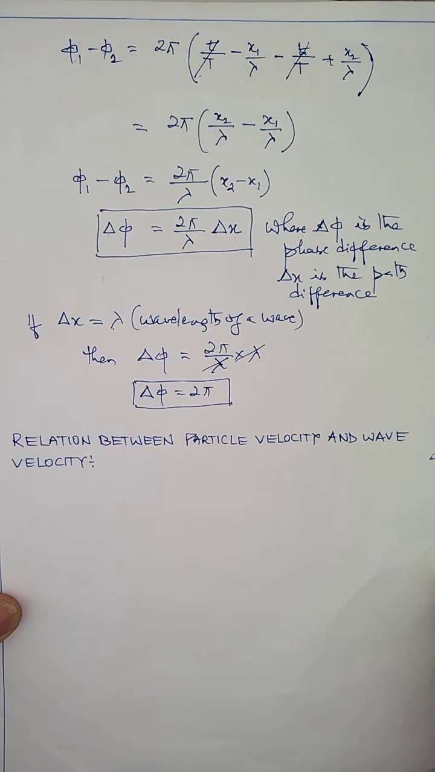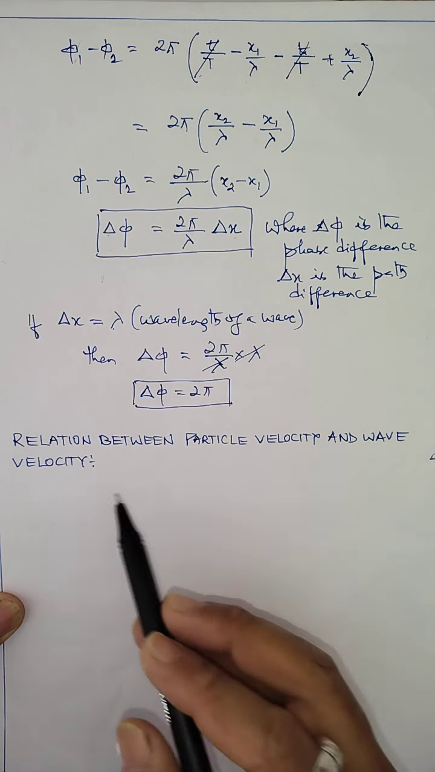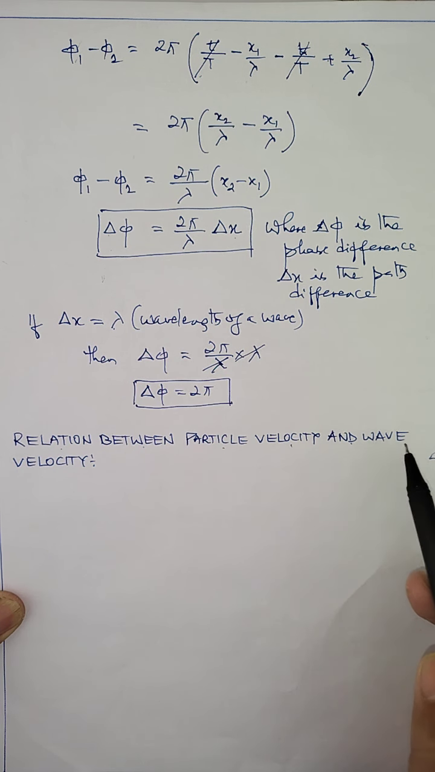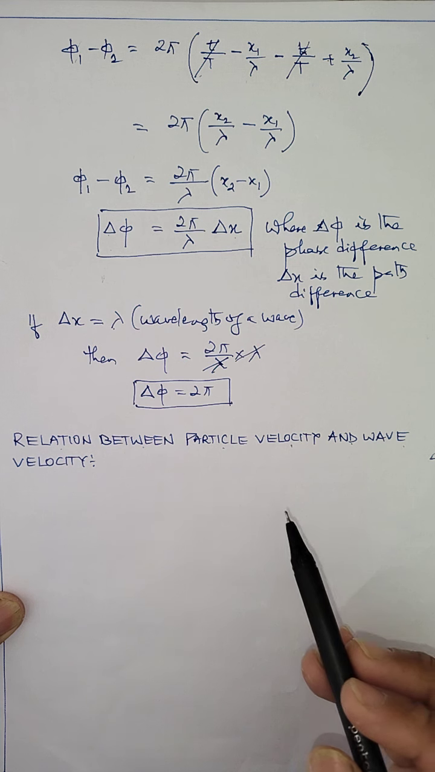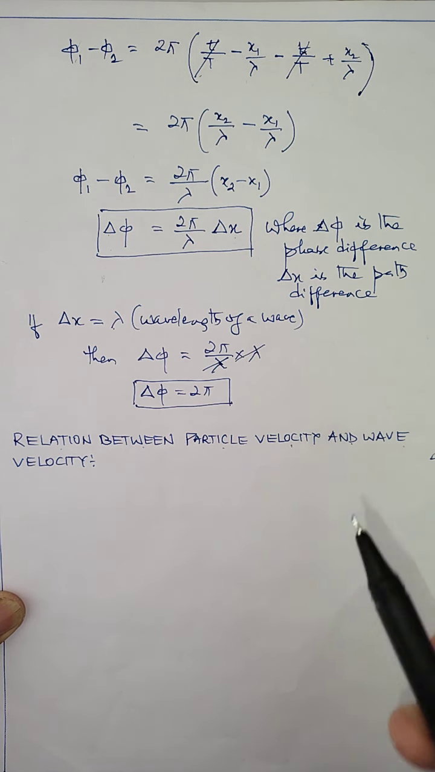Now dear children, we will do the last topic from this chapter, and with this topic your chapter gets completed. Now we again derive a relation between two velocities, that is the relation between particle velocity and wave velocity. I had even explained these terms in one of the YouTube videos.